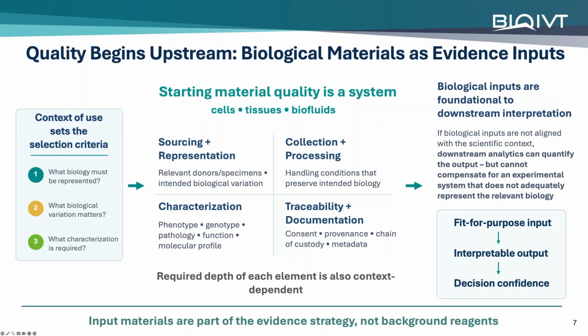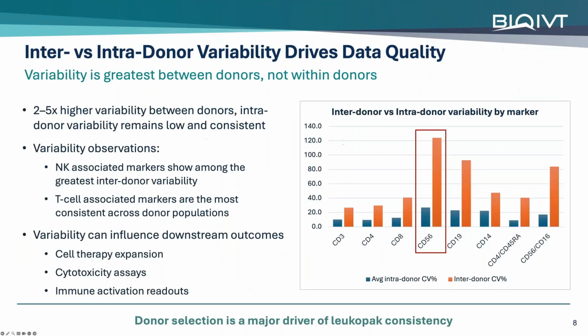The first is donor variability data from leukopak collections at our donor centers. I'm not going to walk through the individual markers here. The overall pattern is what matters. Across the immune cell population shown, variability between donors is substantially greater than the variability observed within the same donor on repeat collections. Depending on the marker, the difference is roughly 2 to 5-fold. And as you can see in the graph on the right, some NK markers like CD56 show particularly high interdonor variability.